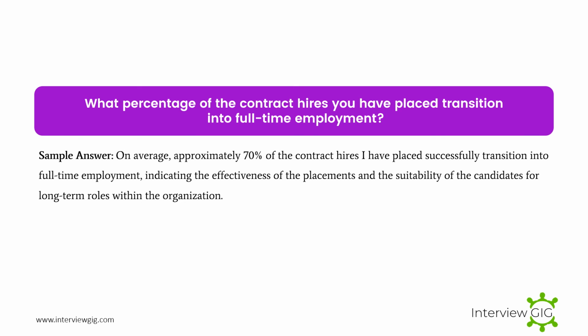What percentage of the contract hires you have placed transition into full-time employment? Sample answer. On average, approximately 70% of the contract hires I have placed successfully transition into full-time employment, indicating the effectiveness of the placements and the suitability of the candidates for long-term roles within the organization.